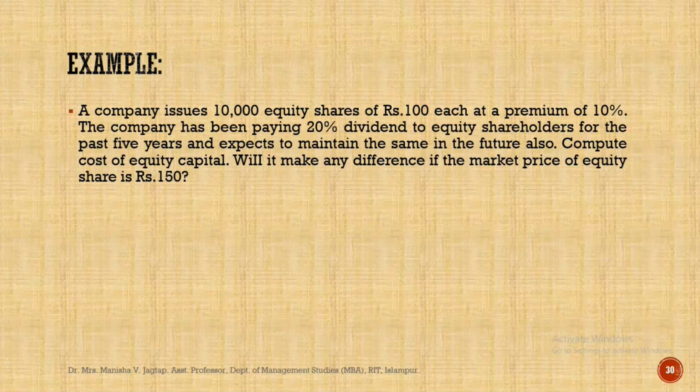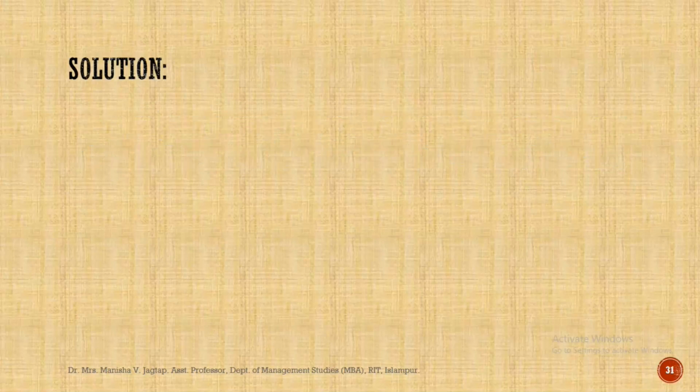So here we have to calculate cost of equity for a new share issue, and if it has already been issued and its market price is 150, then what will be the cost of equity capital? So two calculations we have to show. First for new shares and next for existing shares. So you can see the information given here. We have to apply this information in a solution. So let us see the solution of this.